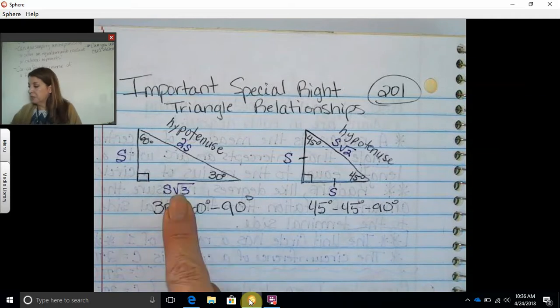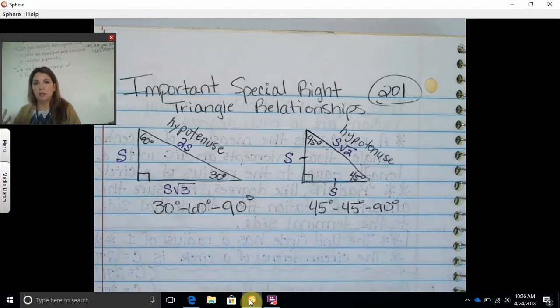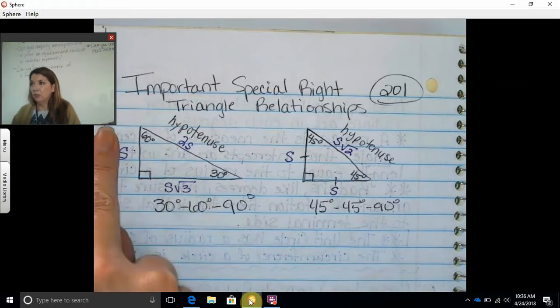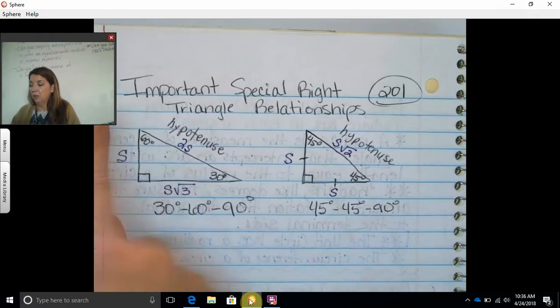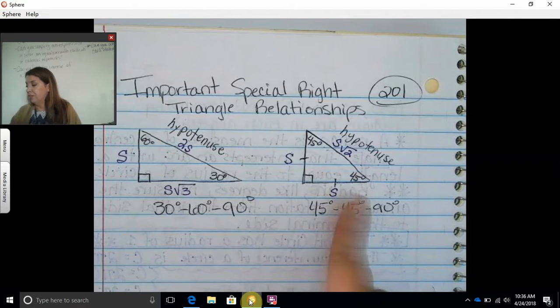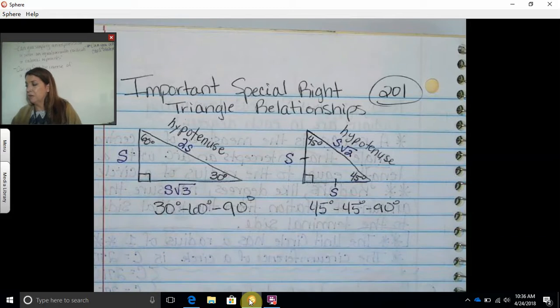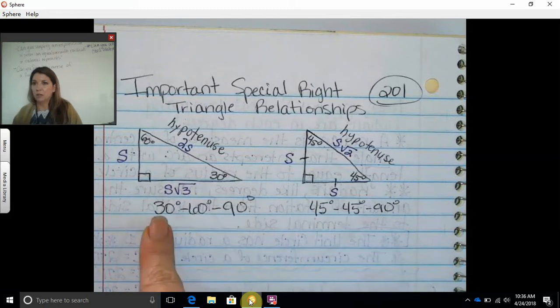Notice one of them has a square root of 3, the other one has a square root of 2. This is how I remember, is it square root of 2 or square root of 3? I know that on the 30, 60, 90 triangle, there are 3 different measurements, and on that one, square root of 3. On the 45, 45, 90, there are only 2 different measurements, right? Because these 2 legs are the same, and that's square root of 2. So that's how I remember which one's square root of 2 and which one's square root of 3. But you need to have that relationship memorized.